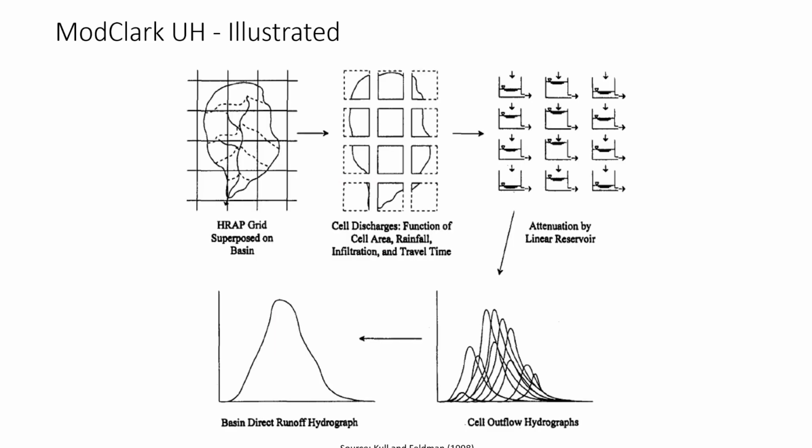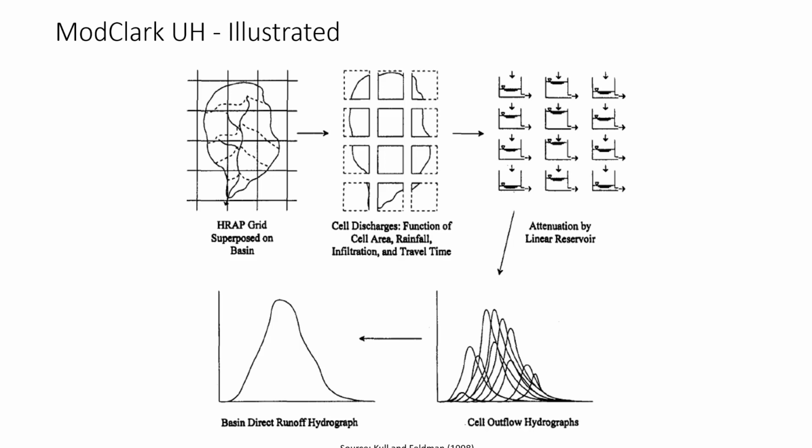There is a variation to the Clark unit hydrograph method that can transform rainfall to flow on a grid cell basis, and that is called the Mod-Clark unit hydrograph method. The Mod-Clark method is a linear quasi-distributed transform method that is based on the Clark unit hydrograph. The Mod-Clark represents the subbasins as a collection of grid cells.